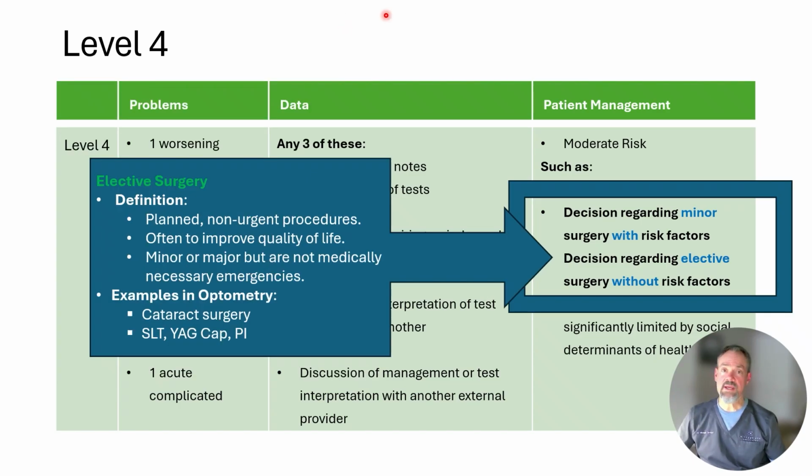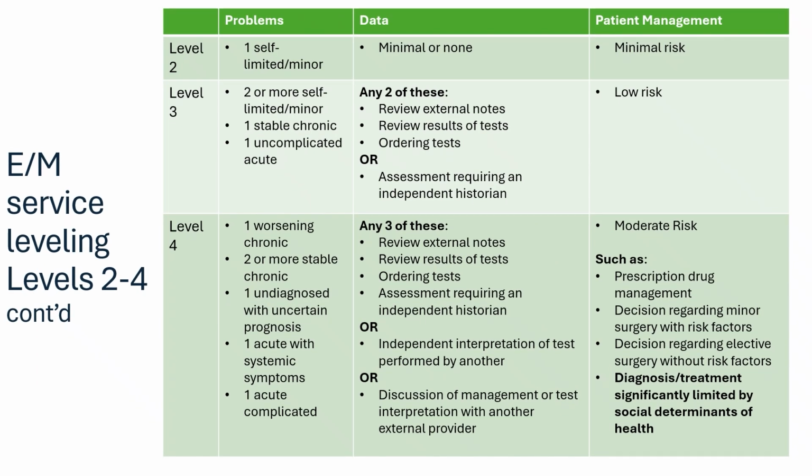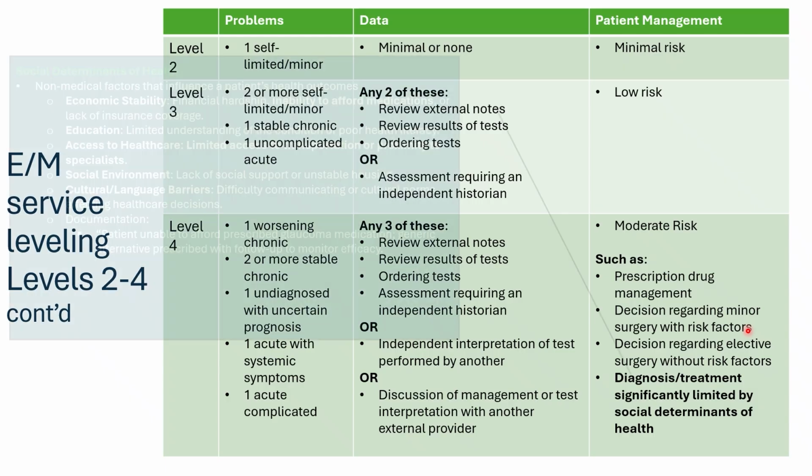Elective surgery is planned, non-urgent, minor or major, but not medically necessary emergencies that day. So a couple of examples might be referring the patient for cataract surgery and having that discussion about whether or not to proceed with the referral. Or the same thing could be true with SLT, YAG, CAP, or PI, whether you're referring those out or performing them yourself. And the last section under level 4 is the diagnosis or treatment significantly limited by social determinants of health.